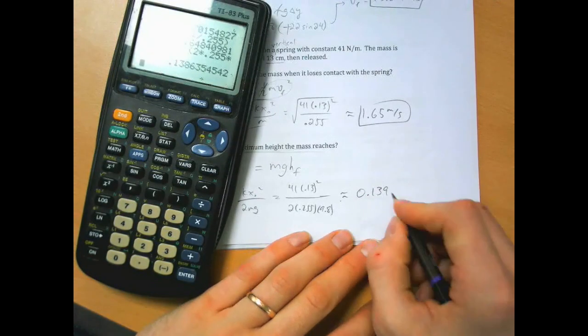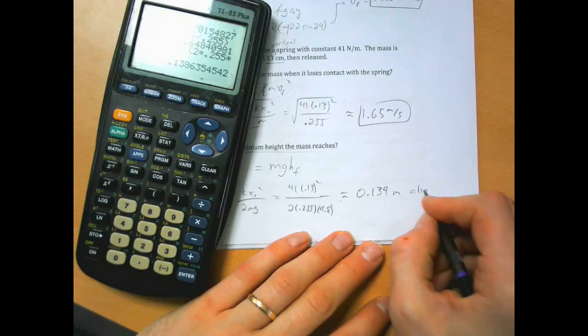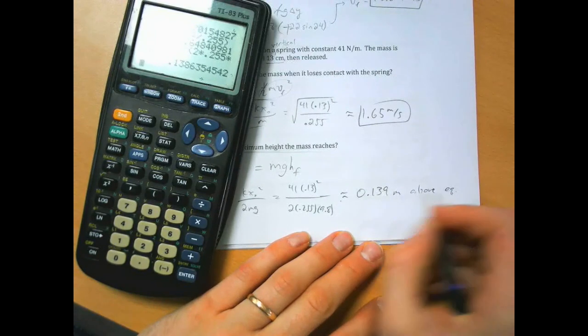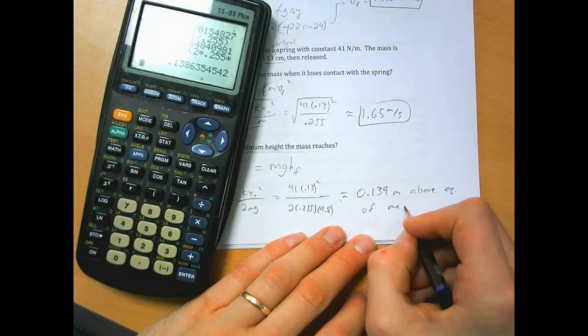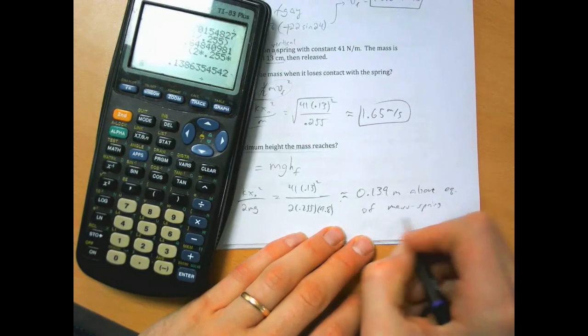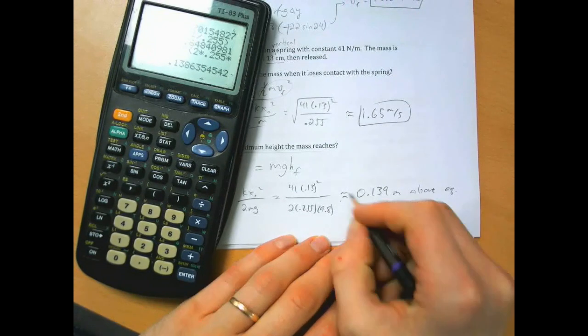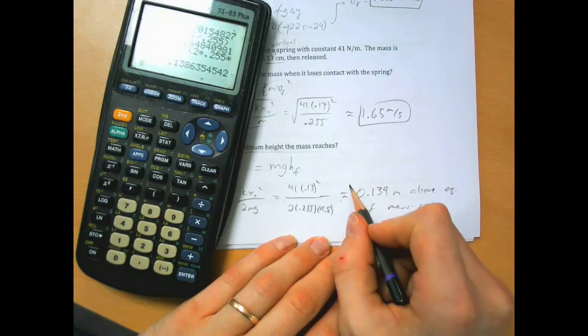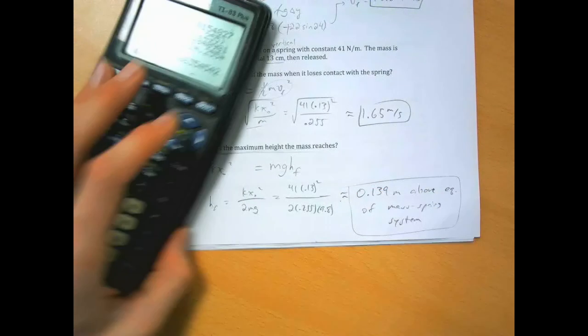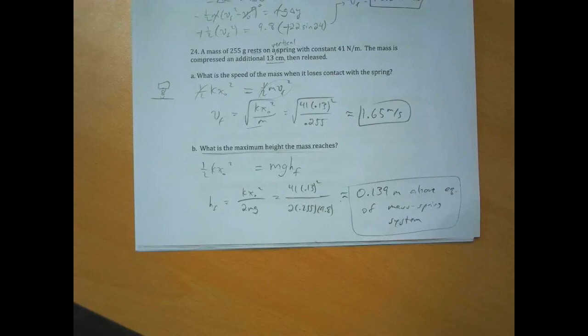0.139 meters above equilibrium of the mass spring system. On the AP exam or on a test, the problem will be stated in such a way that y equals 0 is here, and then you can just write y equals whatever.